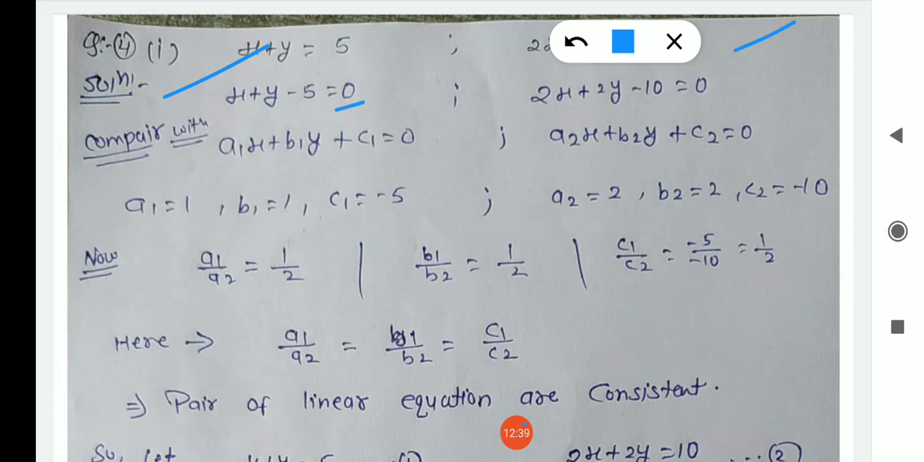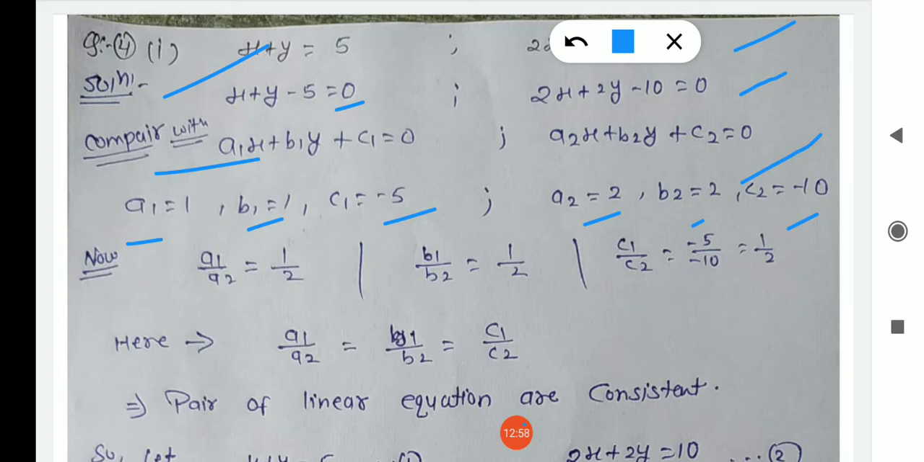So x plus y minus 5 equal 0 and 2x plus 2y minus 10 equal 0. Compare with a1x plus b1y plus c1 equal 0 and a2x plus b2y plus c2 equal 0. We get the value of a1, b1, c1, a2, b2 and c2. Same process do in all this question.